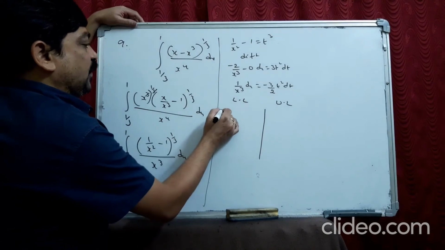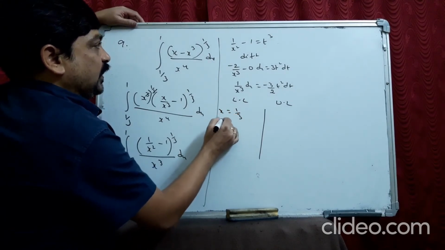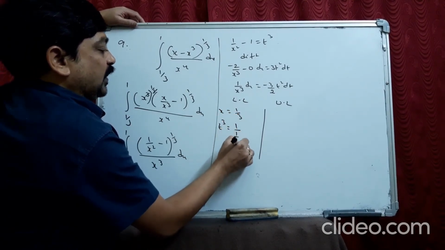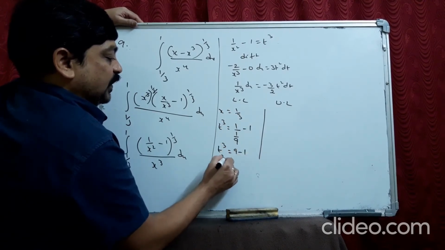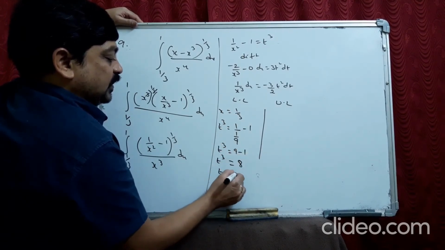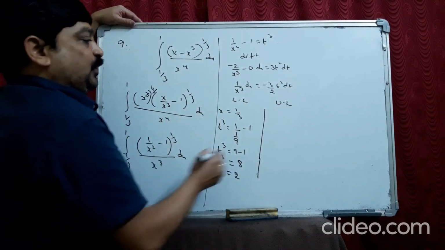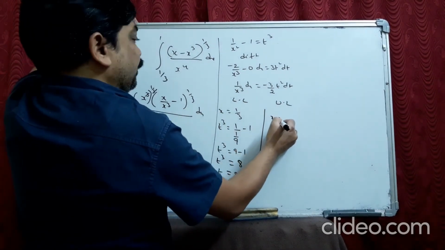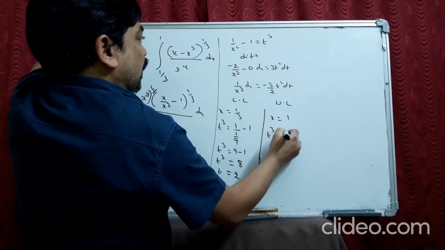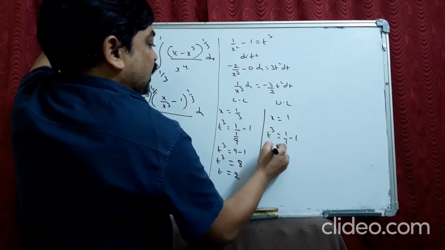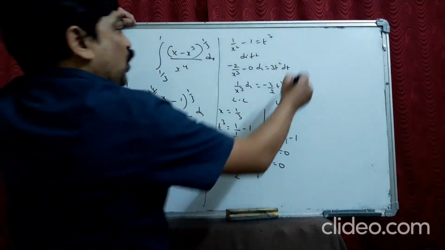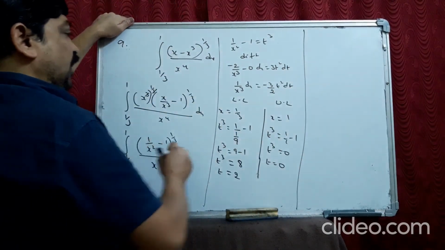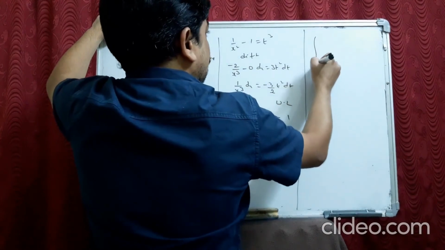When x is 1 by 3, t cube is equal to 9 minus 1. T cube is equal to 8. T equal to 2. When x is 1, t cube is equal to 1 by 1 minus 1. T cube is equal to 0. T equal to 0. The problem becomes now, be a little careful, integration 2 to 0.